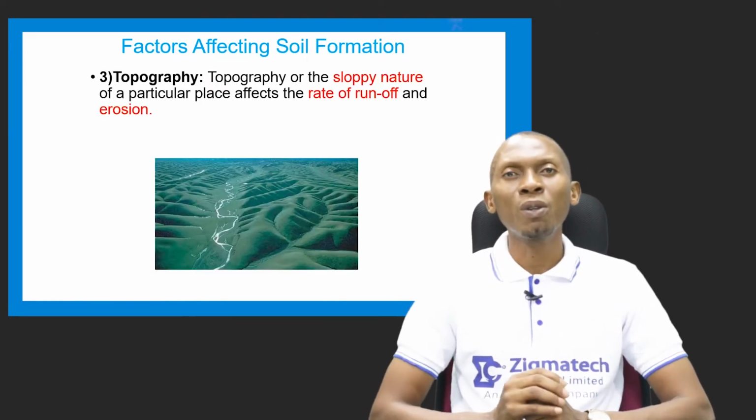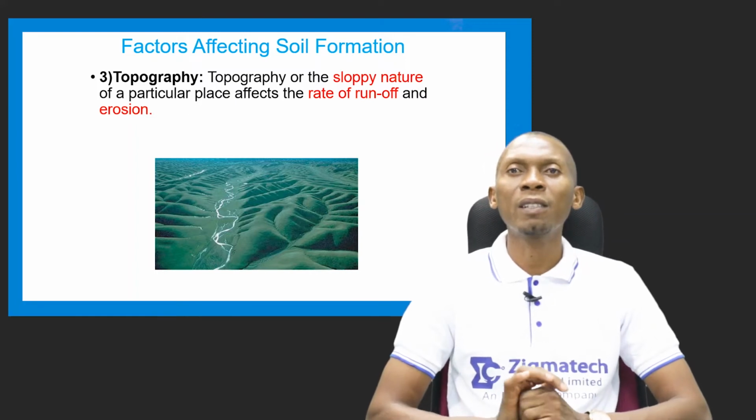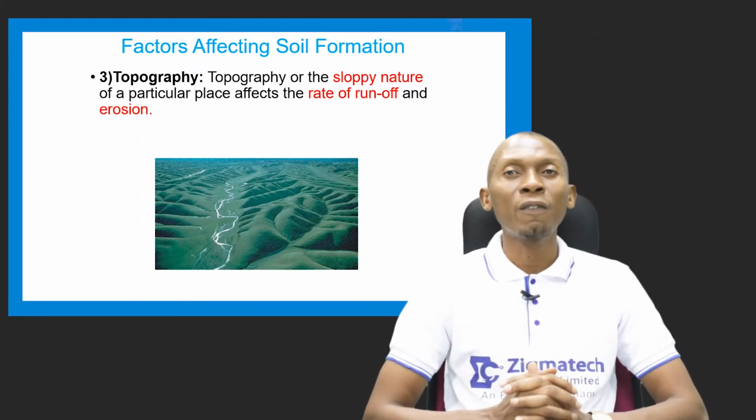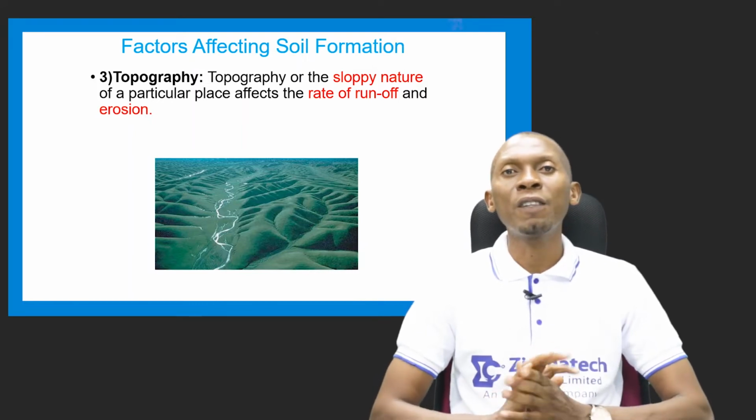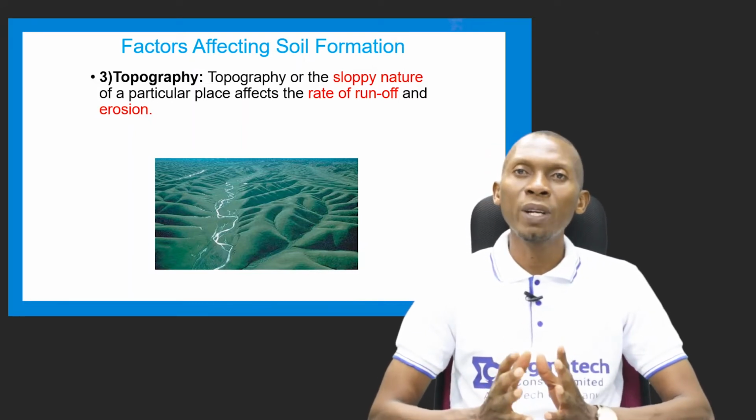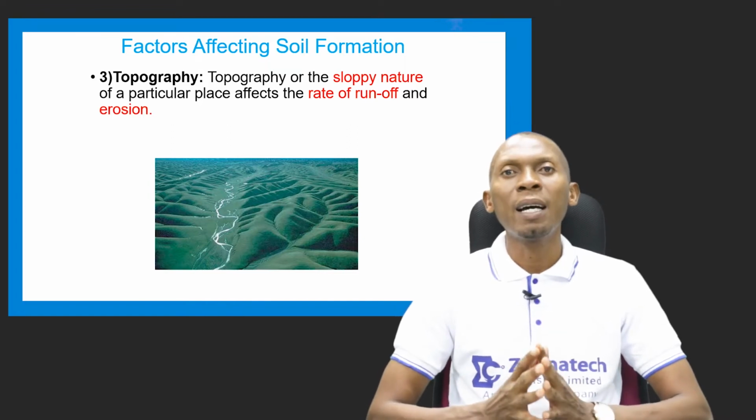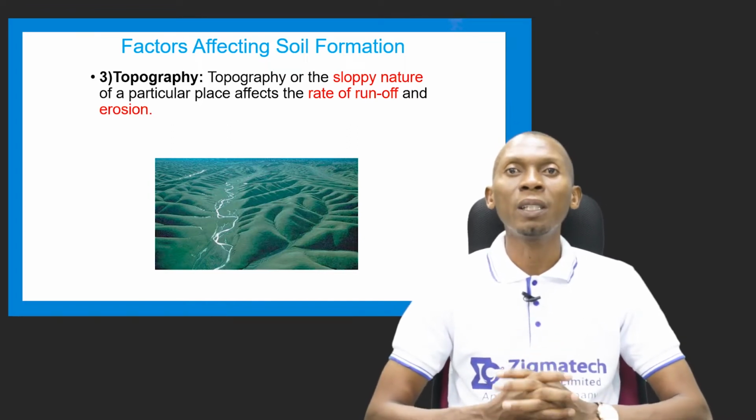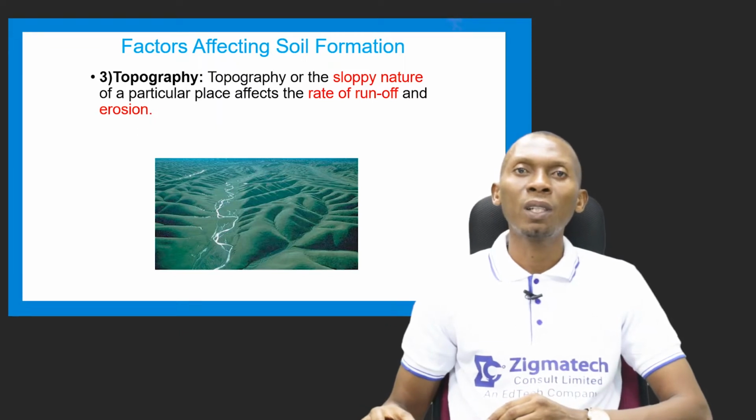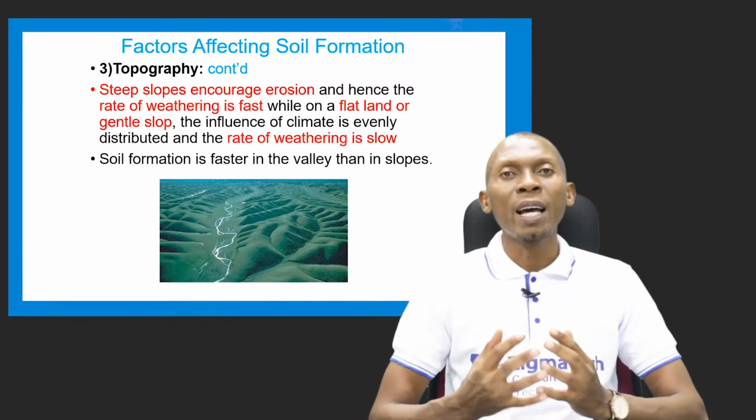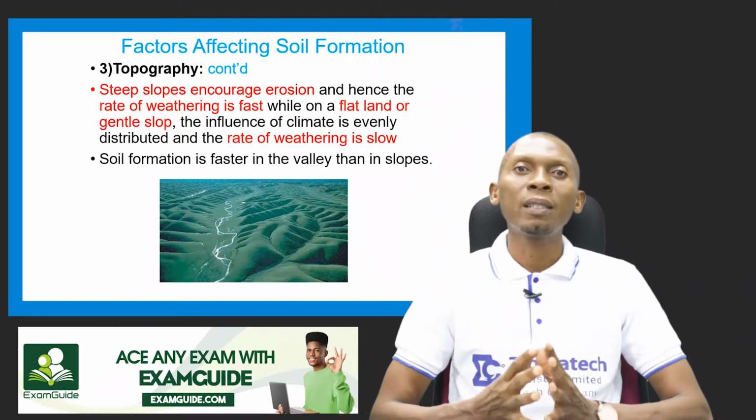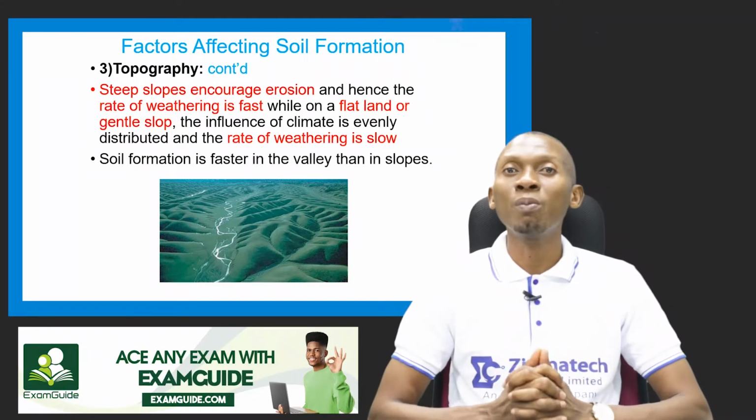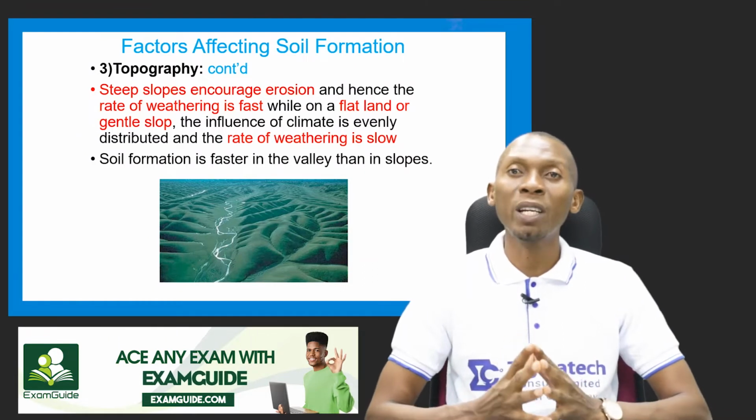We also have topography as another factor affecting soil formation. Now, topography has to do with the shape of the land. If it's sloping, it will encourage the runoff of water, and this will cause erosion, leading to the formation of soil. So if the slope is steep, it will encourage erosion, and once this happens, the rate of weathering will be fast, and weathering has to do with the breaking of rocks.